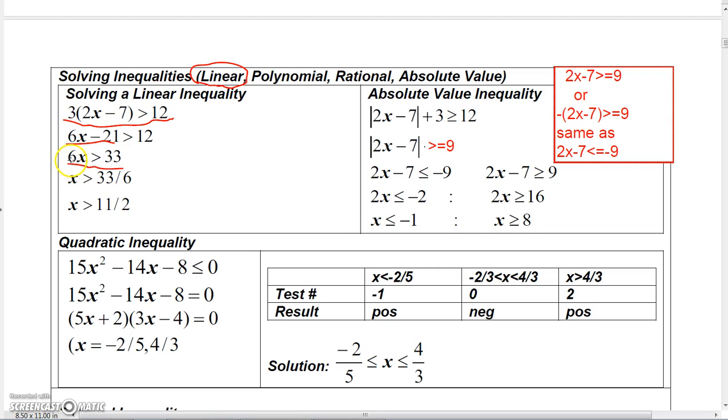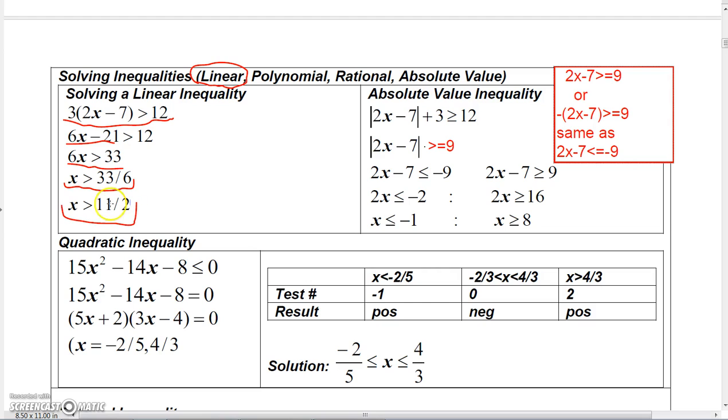And if you divide both sides of an inequality by a positive number, which is what I have to do to finish this, divide both sides by 6. When you divide both sides by a positive number, the inequality keeps its true form. What you have to be careful of is when you divide both sides by a negative number, then the inequality reverses direction. But here I'm dividing by a positive number. I'll divide both sides by 6 to get x is greater than 33 over 6.